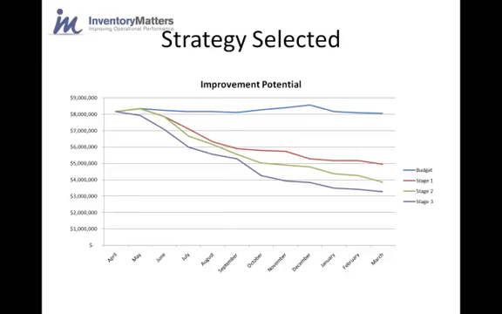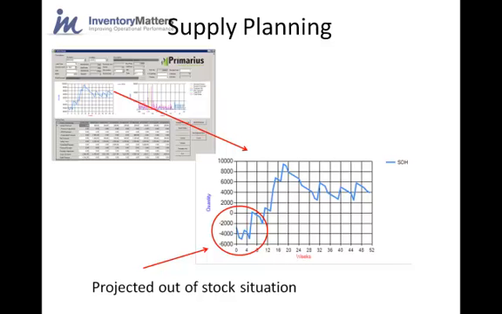Exception reports are then used to monitor the inventory position for every product, giving users confidence that the direction of the new inventory strategy is meeting the agreed targets.